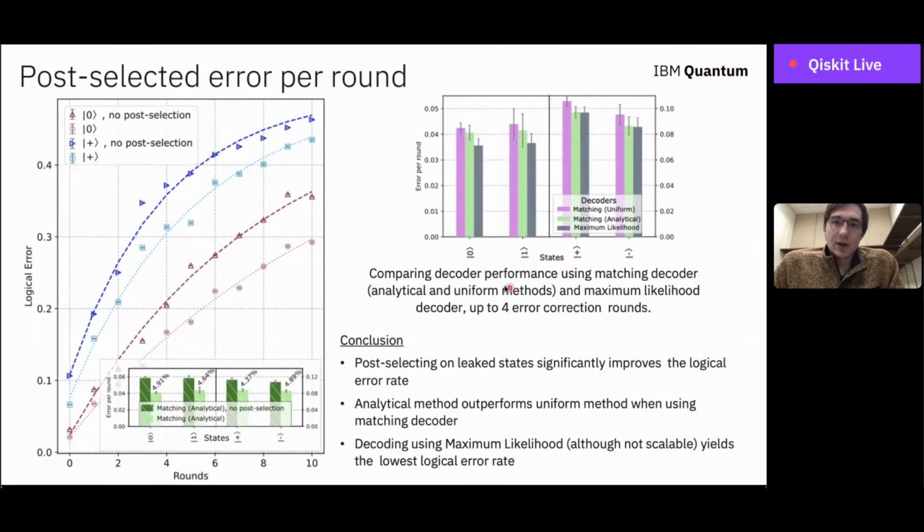Okay, and then we can also compare the decoding strategies. So here we have a couple versions of the matching decoder and then the maximum likelihood decoder. And the maximum likelihood decoder is improving over the matching decoders.